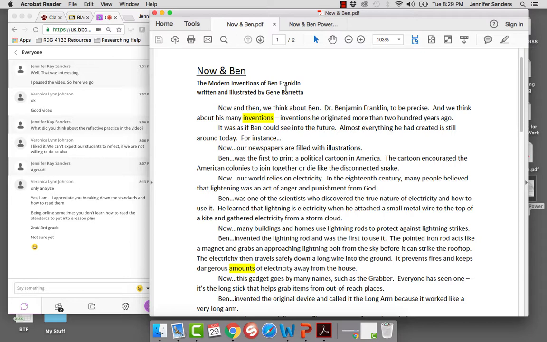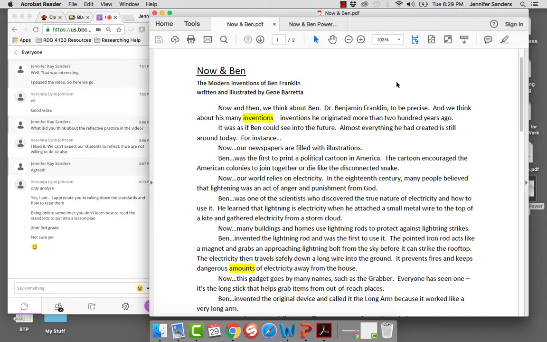So let me give you an example of what an inner conversation is. Listen to me as I'm reading aloud. Now and Then: The Modern Inventions of Ben Franklin. Written and illustrated by Gina Beretta. Now and then, we think about, back up, I said that wrong. If it doesn't make sense, well, it should be now and then. That's right. Okay, now and then we think about Ben, Dr. Benjamin Franklin, to be precise.